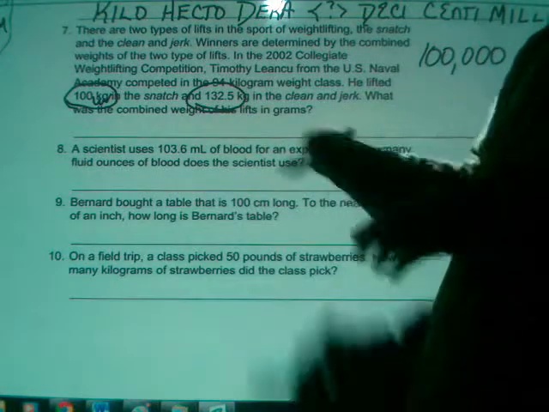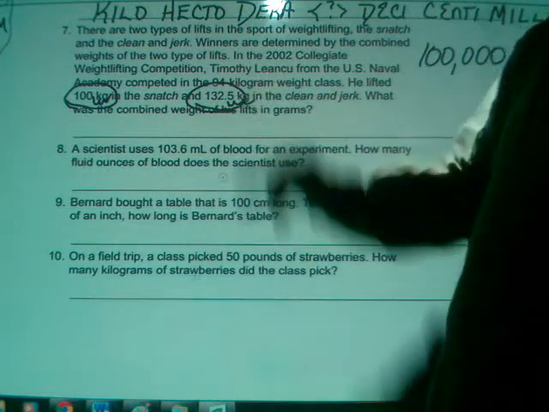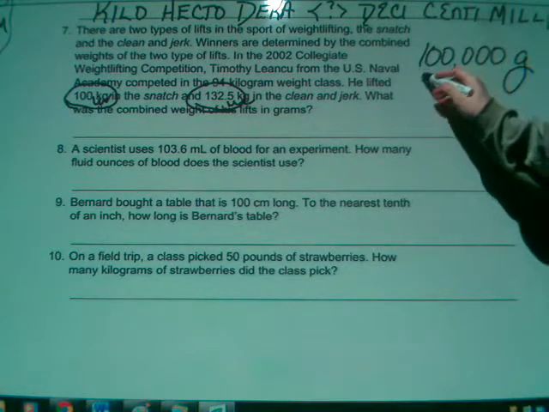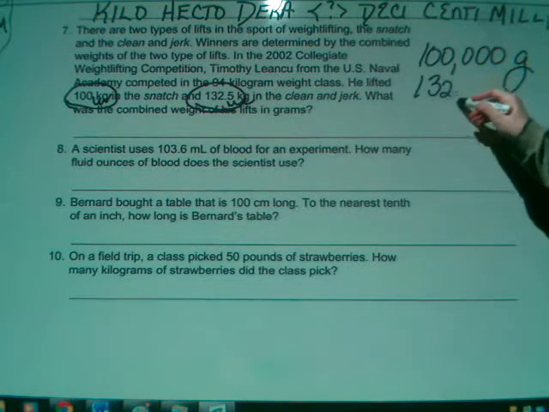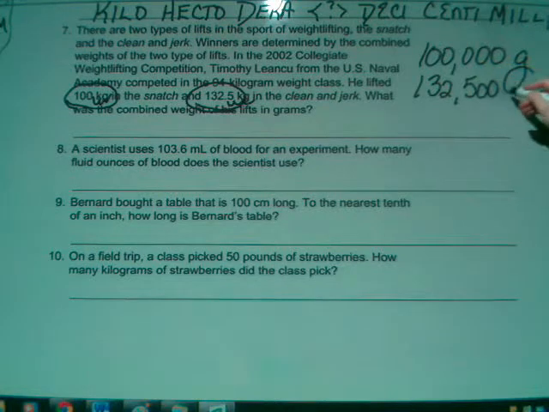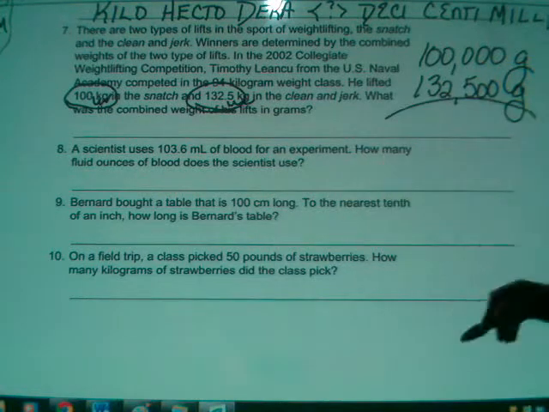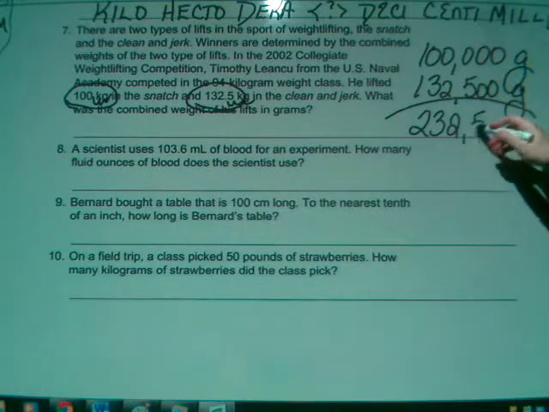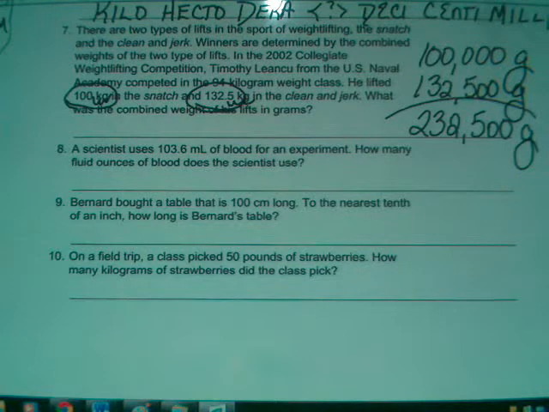And 132.5 kilograms, again, 3 times to the right there. 1 jump to get me over the 5, and then 2 empties. That's 132,500 grams. And so I'm going to have to add those up, and that's 232,500 grams, which is the combined weight of his lifts in grams.